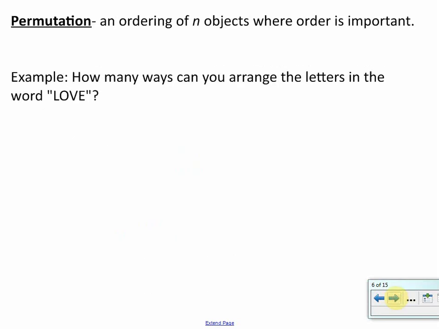A permutation is an ordering of objects where the order of those objects is important, meaning that if the objects are in a different order, it gives you a distinct new combination. A good example of a permutation says, how many ways can you arrange the letters in the word love? Arrange is a key word. Usually when you see arrange, that tells you that you're dealing with a permutation.